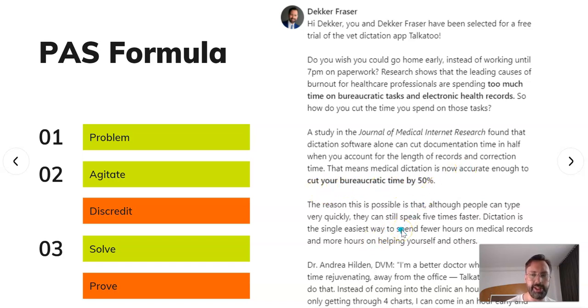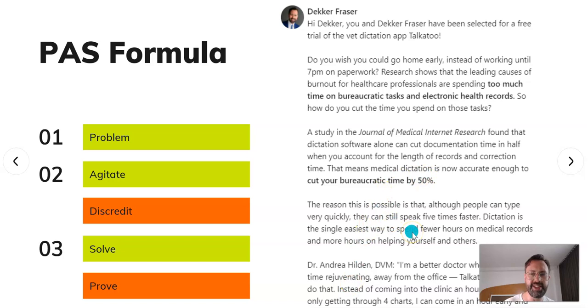The reason this is possible is that although people can type very quickly, and here I'm addressing the objection of "I'm a fast typer, I don't need this solution," they can still speak 5 times faster. So speaking is 5 times faster. Essentially, I'm doing a lot of things to prove that dictation is the solution. At a high level, I'm selling the category of dictation, because vets are not used to using dictation. The actual brand name, the specific product, matters less in this case because of the stage of awareness.